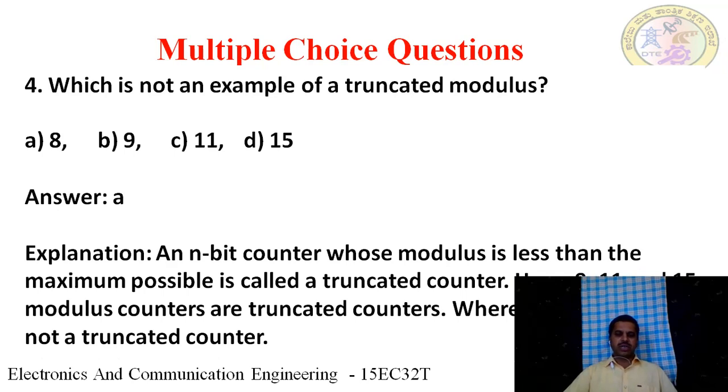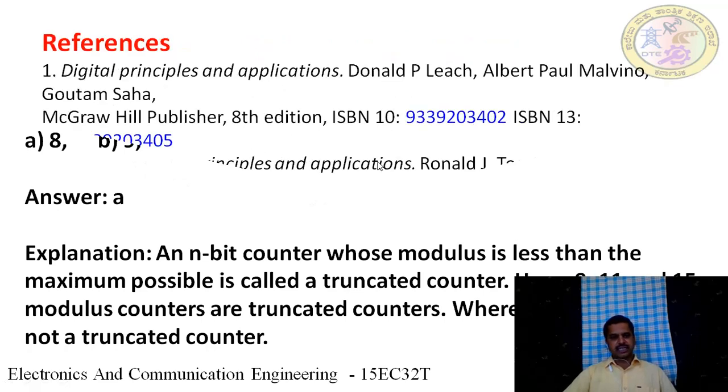Which is not an example of a truncated modulus? An n-bit counter whose modulus is less than the maximum possible is called a truncated counter. Here modulus 9, 11 and 15 counters are truncated counters, whereas modulus 8 is not a truncated counter. A counter which counts from 0 to the maximum value is not a truncated counter. Any counter which counts less than its maximum value is always a truncated counter. So 2 power 3 is equal to 8, and 8 is not a truncated counter. 9, 11, 15 are always truncated counters.